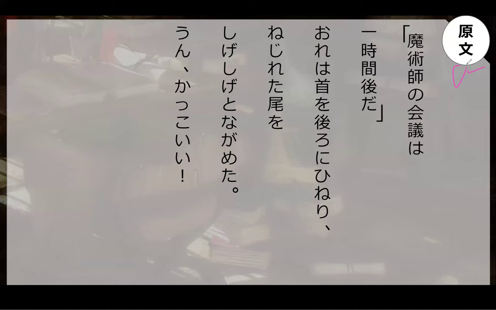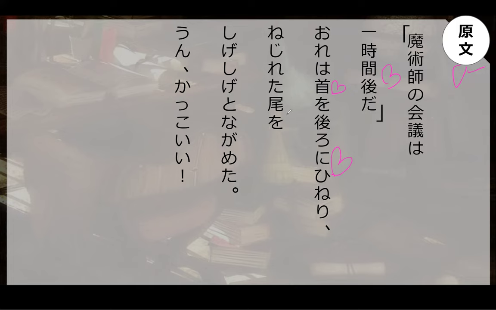He's saying that the gathering of the magician is in one hour. It's after, it's 1 hour, the current time. And ore wa kubi o ushiro ni, so I, the neck towards the back, hineri, whips it. I whip my head back.